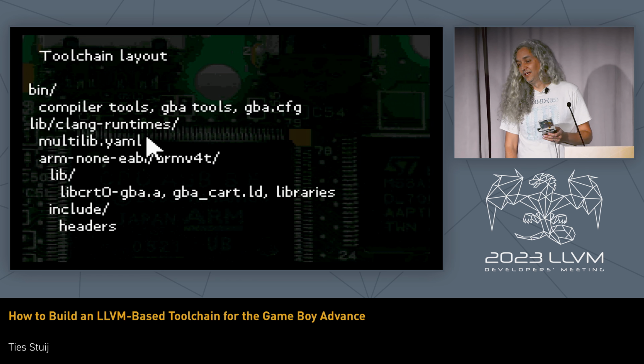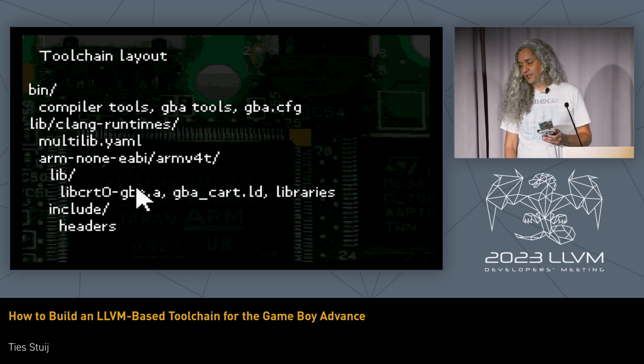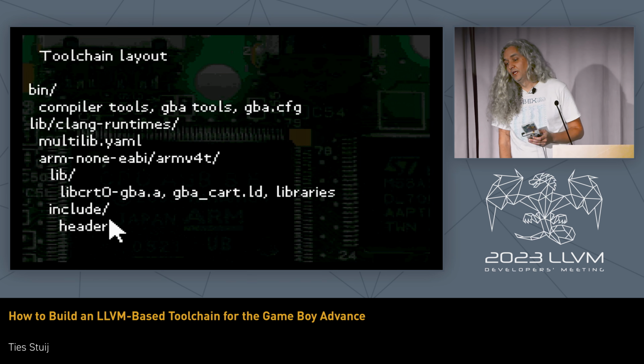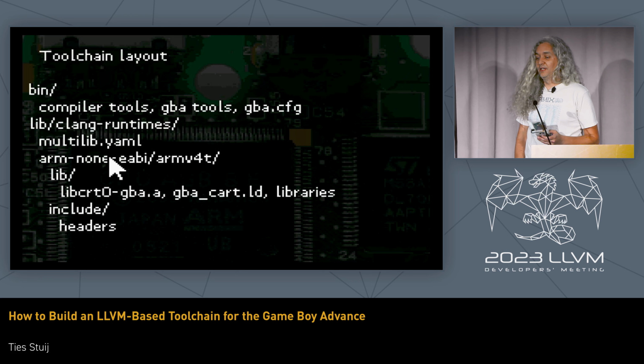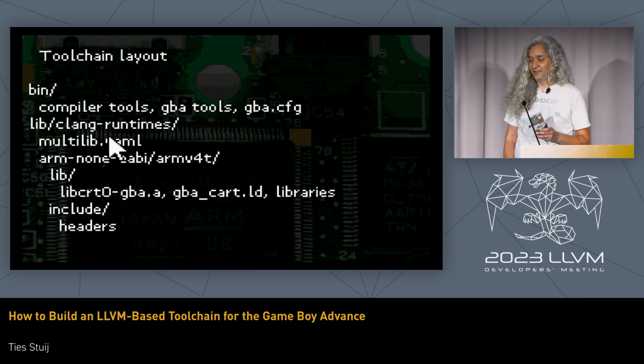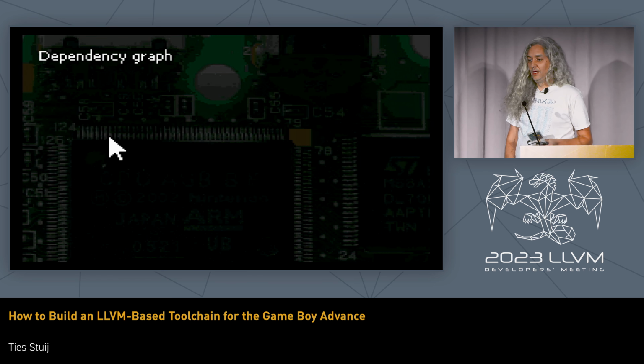It became a standard at some point, I think, because of the work that the aforementioned person put in there. You've got your lib where you put in your startup code, your LD scripts, and your libraries, and your headers obviously in your include. And you've got this Multilib YAML file. For embedded, you want to do Multilib in some way. I'll talk about Multilib later.